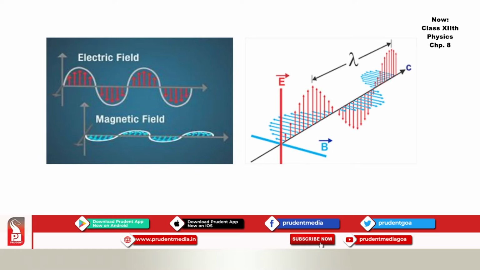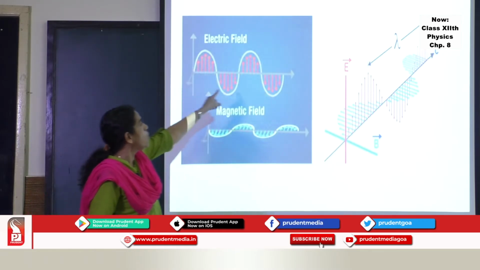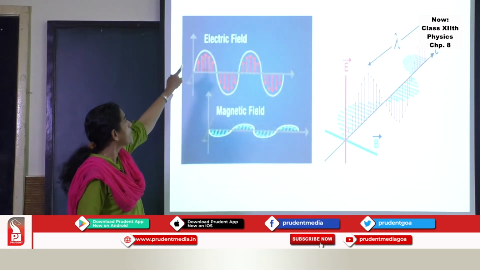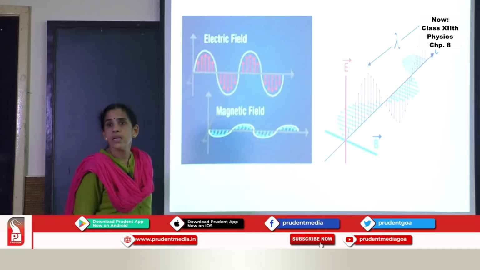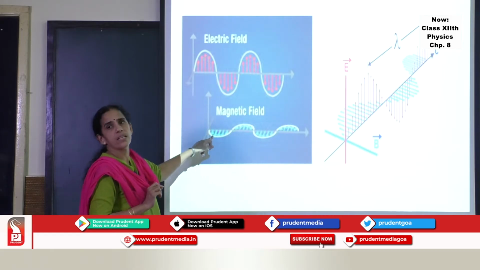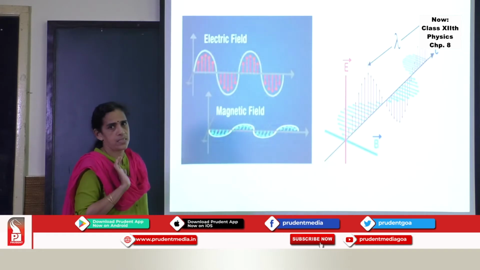Now, see the figure here. The electric field there is shown by red. The direction of propagation of the wave is shown by the arrow. You can take it as the x-axis. If the wave is moving along x-axis, the electric field is vibrating along which axis? Y. And the magnetic field is vibrating like this along the Z axis.